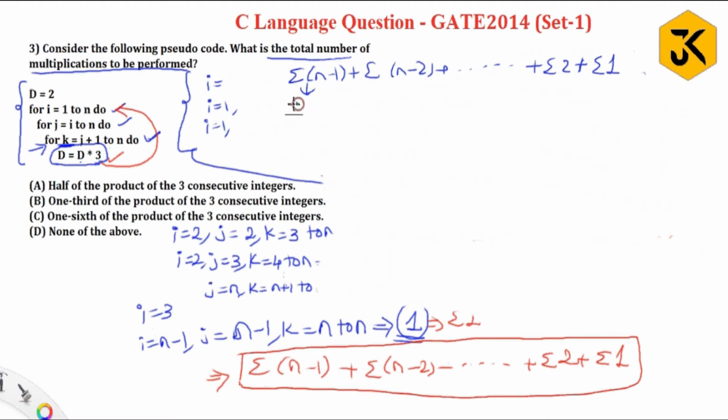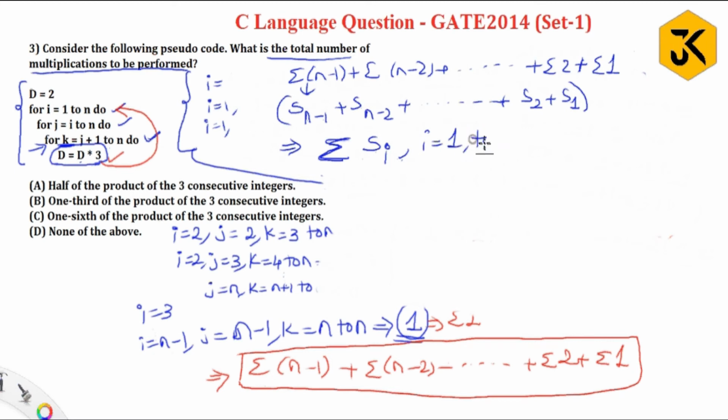First n natural numbers. I can simply write like S n minus 1 plus S n minus 2. What is the meaning of this S n minus 1? Sum of first n minus 1 natural numbers. Sum of first n minus 2 natural numbers. This way I can write S2, S1. This entire thing I can write like sum of S i, meaning all the numbers sum. Sum of S i means i equal to 1, i equal to 2, meaning i equal to 1 to n minus 1.